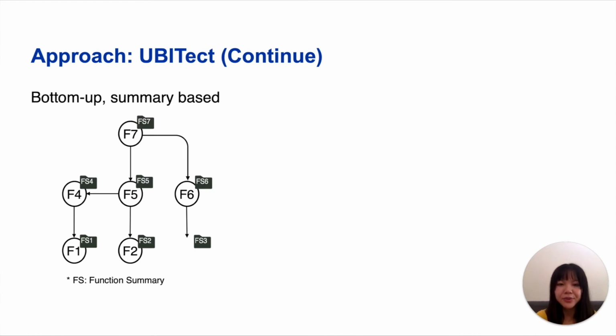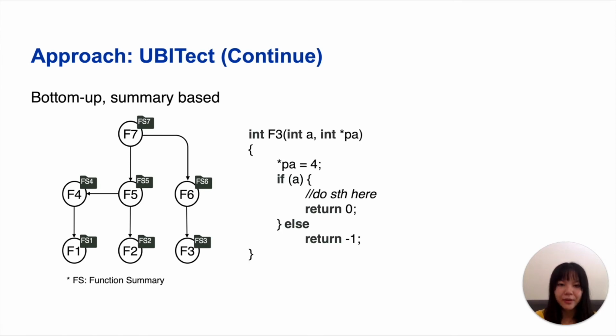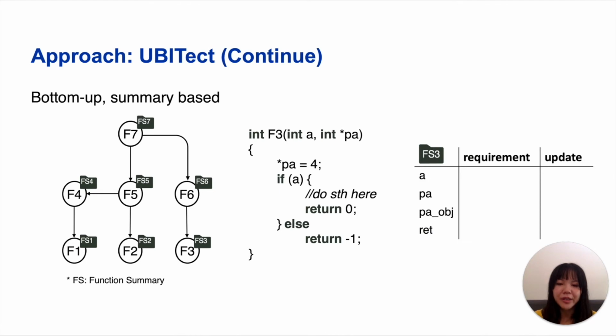Let's use F3 as an example to describe how the function summary works. In F3, we have two arguments, an integer a and a pointer pa. In this function, the object of pa is initialized, and variable a is used in the if condition. Therefore, to be UB bug-free, the caller of F3 should meet the requirement that pa passed in is initialized. The same as a, because it is used in the if condition.